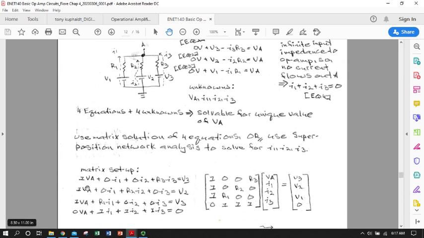I do the same for equation 2 and equation 3, and then I rewrite my Kirchhoff's current law the same way. I have no V sub A's in equation 4, it just isn't there, so I put a 0. And then I have 1 I1, 1 I2, 1 I3, and that all summed to 0. So it's just a rewrite of the 4 equations to get each of the unknowns all in their own columns.